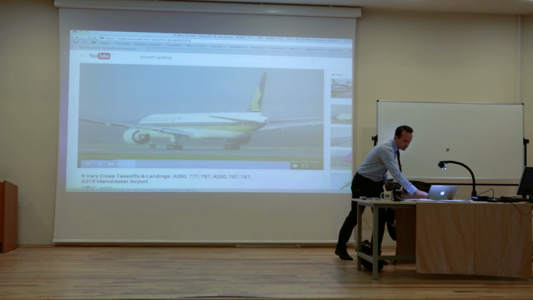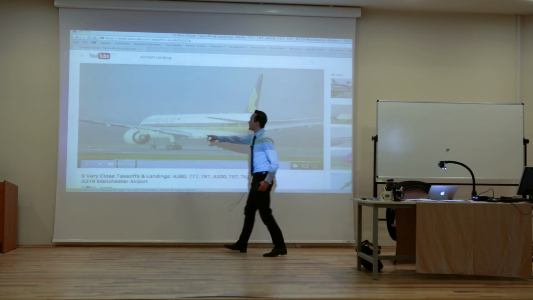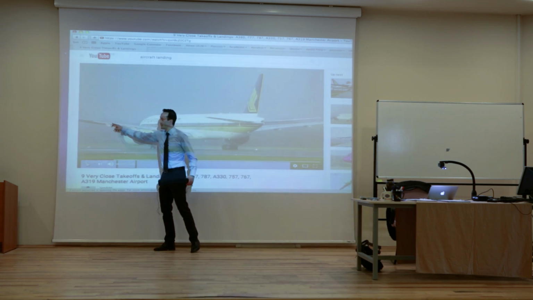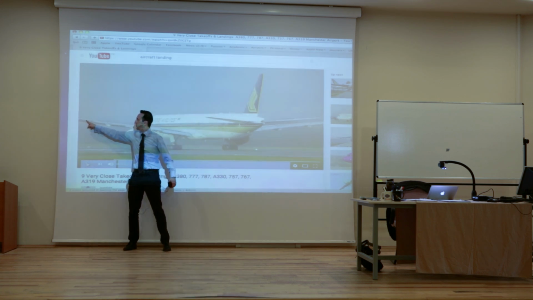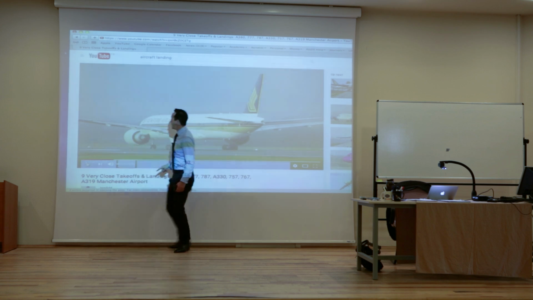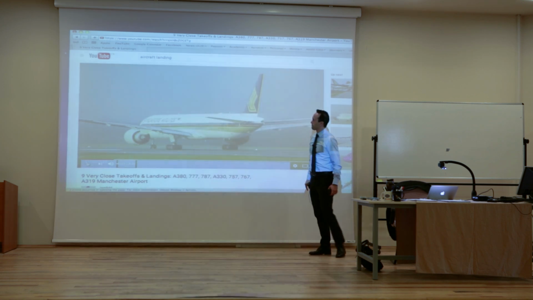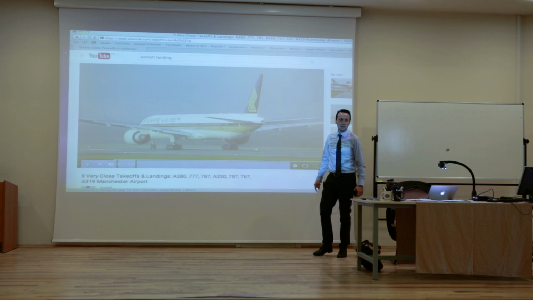Look at the flaps. See the flaps? These are the flaps. They are down, not too much. This is the aileron here. That little piece, that's the aileron. Is that okay?